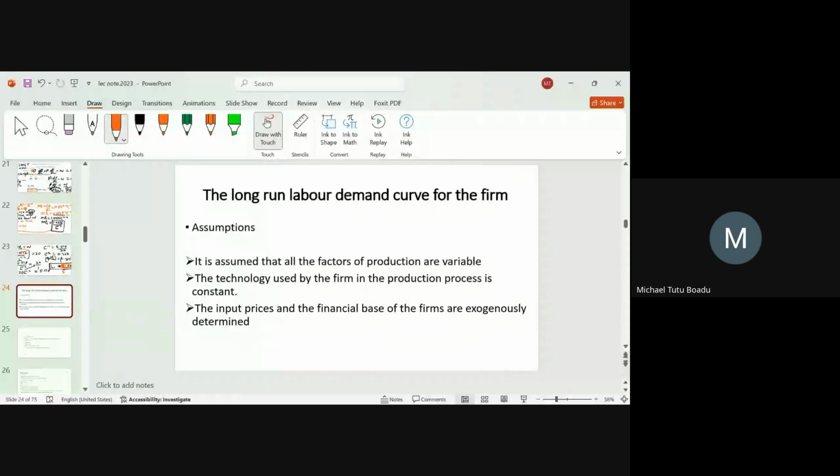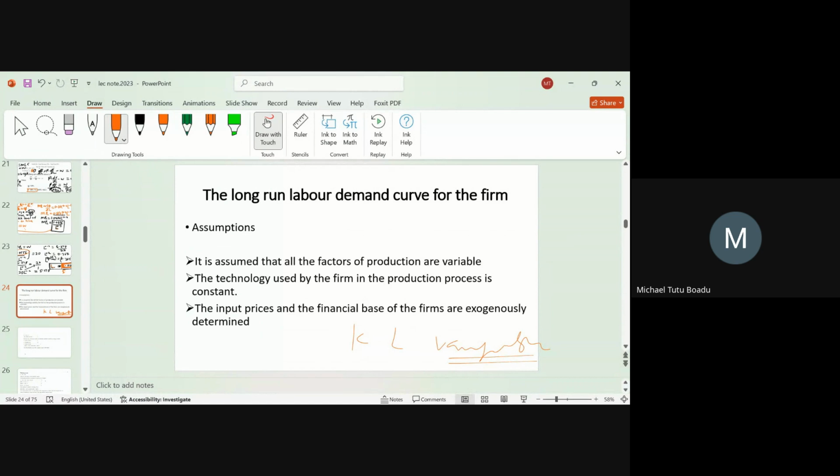In the long run, however, both K and L can vary. They are all variable. So if production is increasing in the long run, you can increase capital, you can also increase labor to meet the needed demand for labor. But if you are in the short run and demand is going up, the only variable factor you can increase is the labor, not the capital.